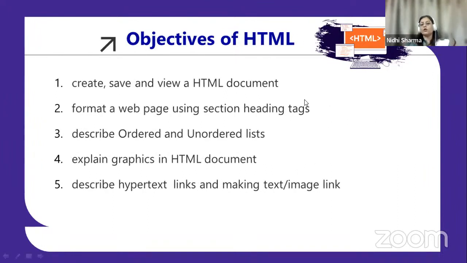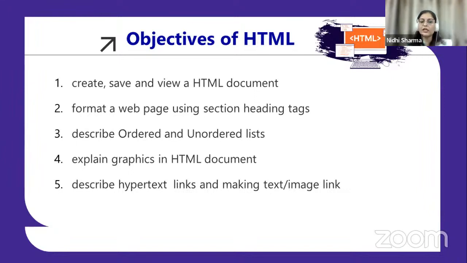Now, what are the objectives of HTML? Why do we need to use HTML? So using HTML, we can create, save, and view an HTML document. So for creating also, for saving also, and for viewing. For viewing, we can use any web browser, whether it is Google Chrome or any other web browser. So we can use any web browser to view the website.